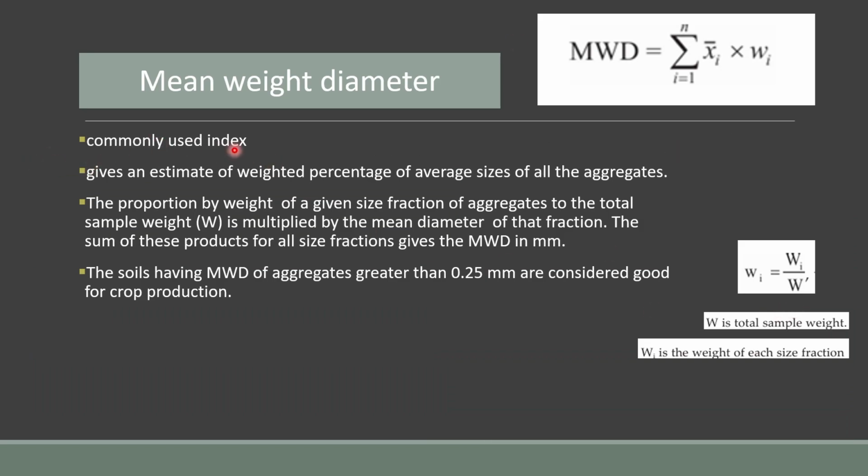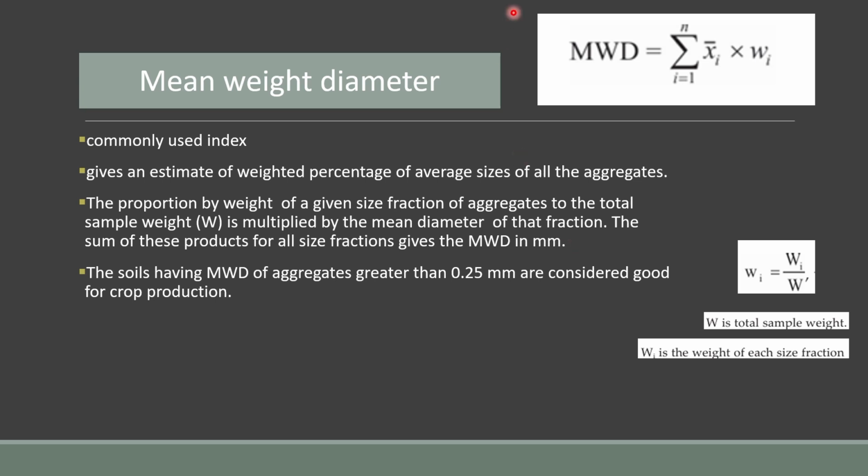So the commonly used index is mean weight diameter. It gives an estimate of the weighted percentage of average size of all aggregates. We will get the average size of aggregates when we measure mean weight diameter. It is the proportion by weight of a given fraction of aggregates to the total sample weight, multiplied by the mean diameter of that fraction. The sum of these products for all size fractions gives the mean weight diameter in millimeter.